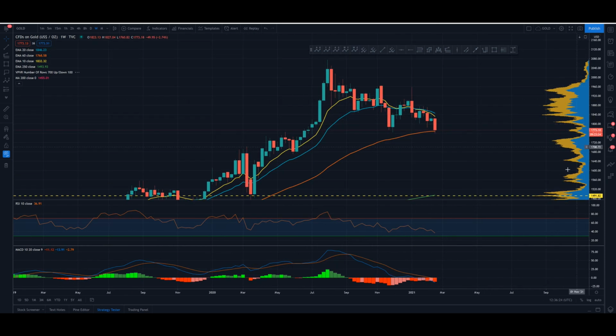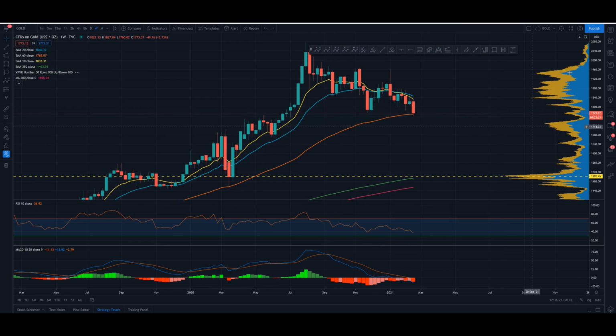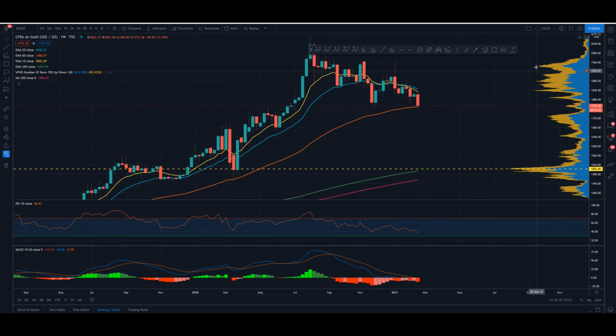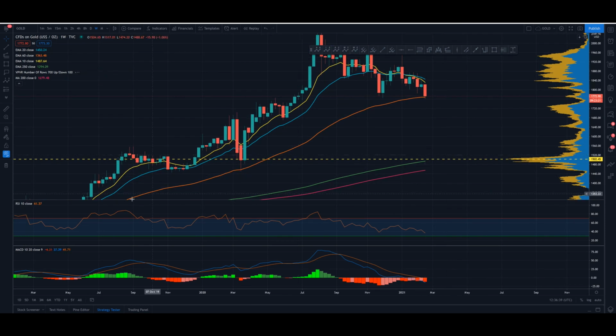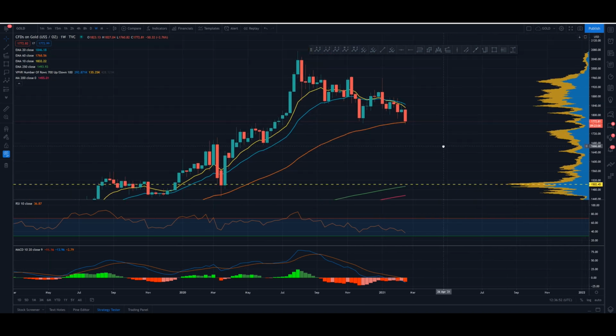We have a volume profile on the right hand side, which is a visible range and therefore adjusts when we adjust the chart. We have a built-in point of control, which is the yellow dashed line, showing us the greatest area of volume in the profile. And then we have a RSI set to a 10 close, with the green 30 level representing oversold and the red 70 level representing overbought. We also have a MACD with a 10 for the short term moving average, 20 for the long, and a 9 to smooth.